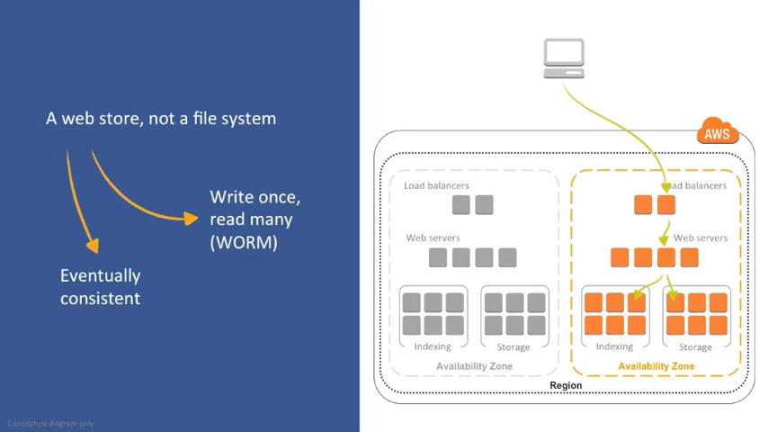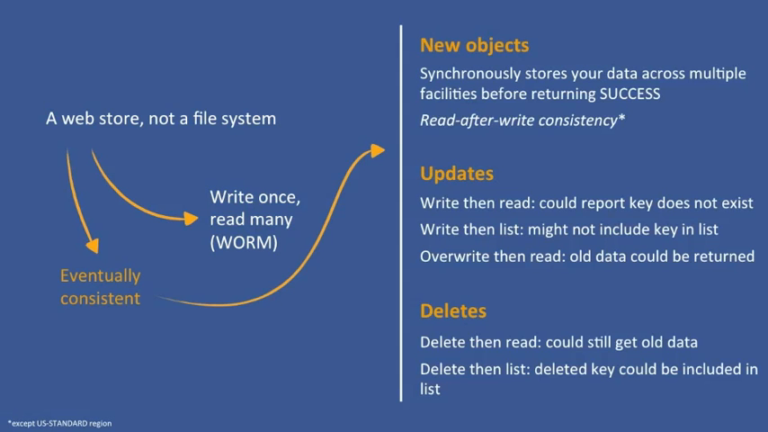But because we're writing multiple copies, there is a consistency model behind the scenes that you should be aware of. So looking at the eventually consistent model, 3 things. When we write new objects, we will synchronously store your data across multiple facilities before returning success. So when you're writing an object afresh, you achieve what we call read after write consistency. As a general rule, wherever you write in S3, you'll get read after write consistency on new objects. So you can be sure that when you've written an object and then retrieve that object, you'll get that object back.